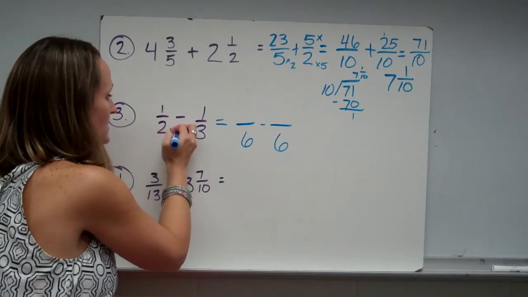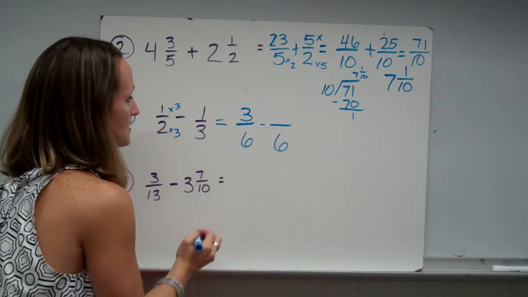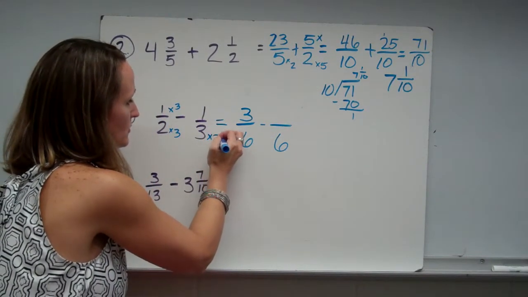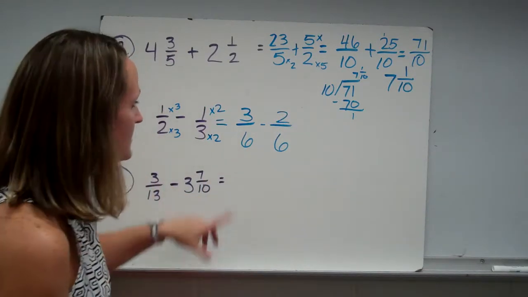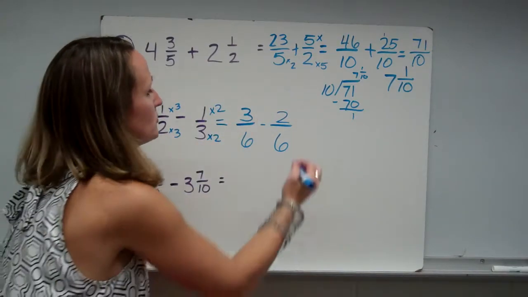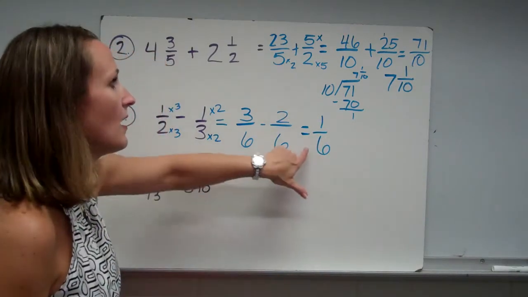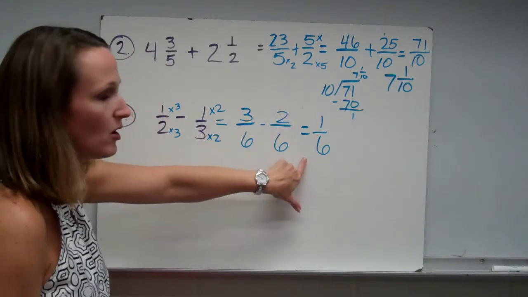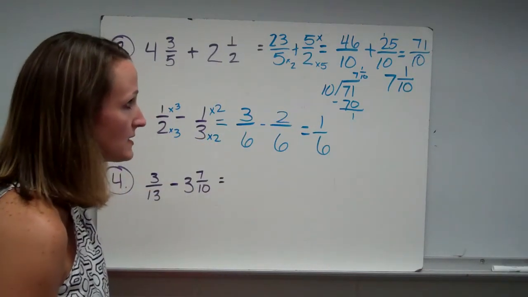So I'm going to multiply this times 3, this times 3, and get 3/6. Multiply this times 2, and this times 2, and get 2/6. This time I'm going to do 3 minus 2, I'm going to get 1/6. I cannot simplify this at all because 1 is as small as it will go. So that is my final answer.